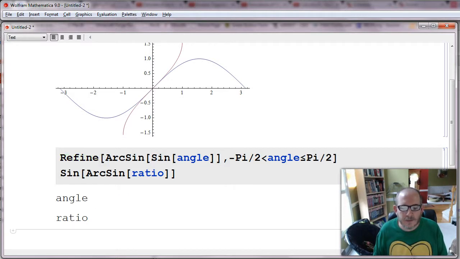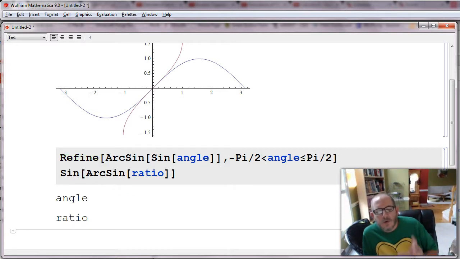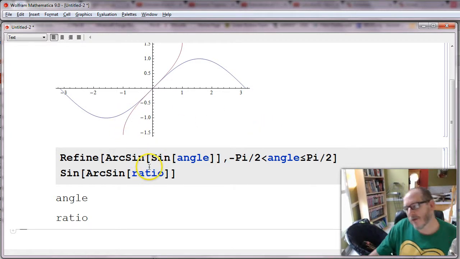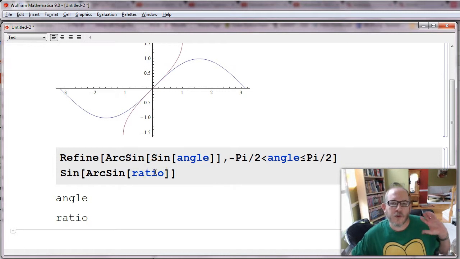And see what we get. Now it gives us back that angle because it knows that there's only one angle for each ratio. There's a 1 to 1 correspondence between those, and so it knows what to do with the arcsine. Now, here we looked at this, but what about if you took some other trig function applied to arcsine?